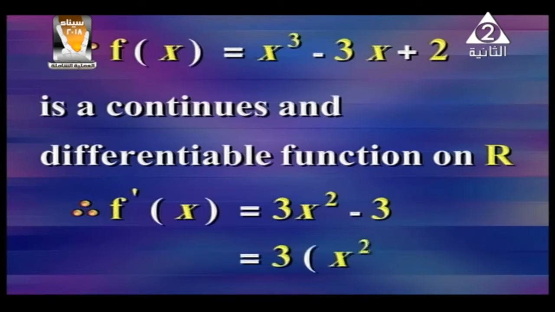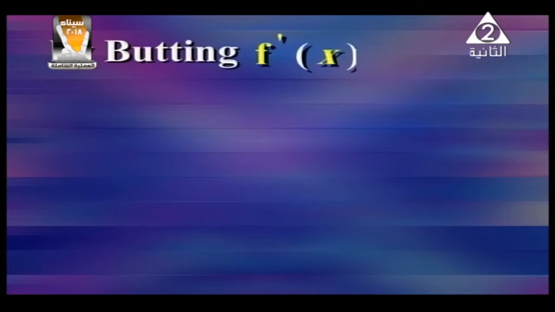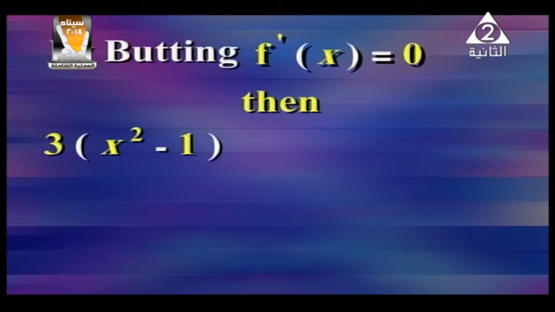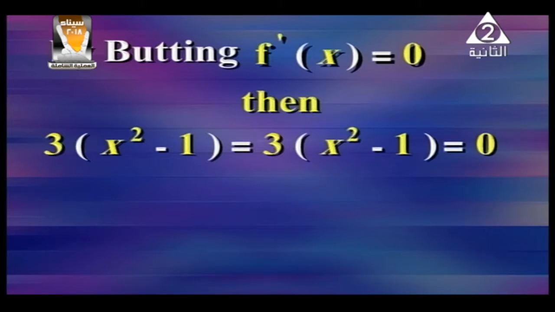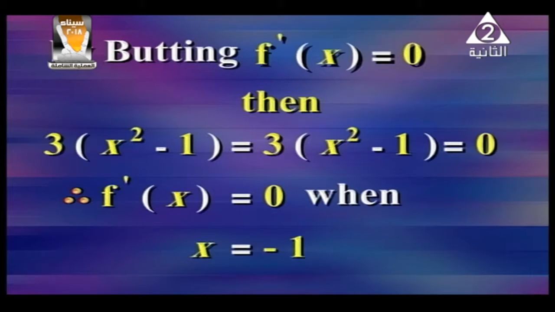After that, dear student, we have common factor 3. Then 3x power 2 minus 3 becomes 3 multiplied by the bracket x power 2 minus 1. Then by putting f dash x equals 0, what do you deduce? We know that 3 multiplied by x power 2 minus 1 equals 0. What is the value of x? In this case, f dash x equals 0 when x equals positive or negative 1.